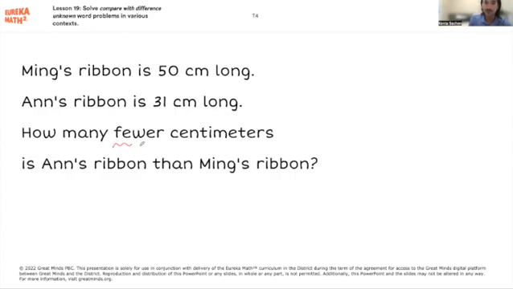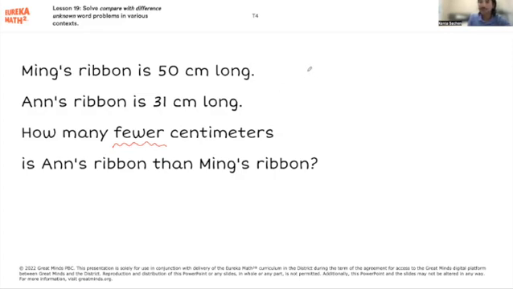Now, this word fewer means like less, right? How much shorter is Anne's ribbon than Ming's ribbon? This word fewer also means that I should use subtraction, right? It's one of my helpful words here. How many fewer centimeters? I'm comparing Ming and Anne's ribbons.